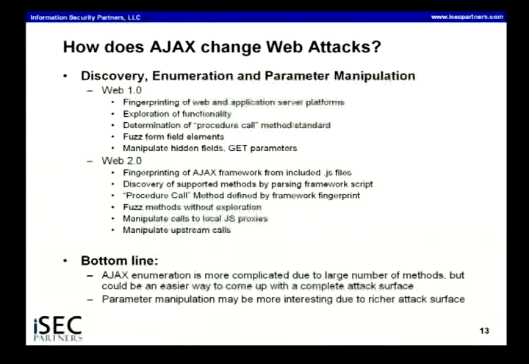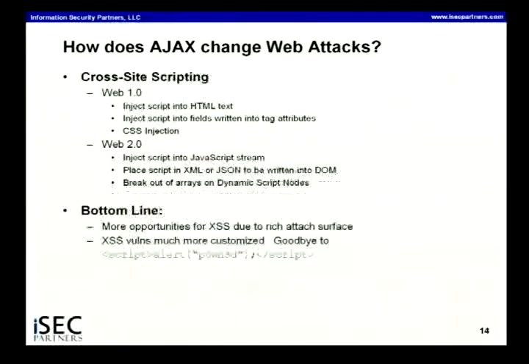The bottom line is Ajax enumeration is more complicated because there's not a standard way for Ajax frameworks to store what methods can be called in the server. But in the end, it's a much richer attack surface, and with one request, you might be able to get the information on the entire system, kind of like grabbing a WSDL, instead of with many, many requests. Cross-site scripting. In the good old days, we did things like injecting script into HTML text, right?